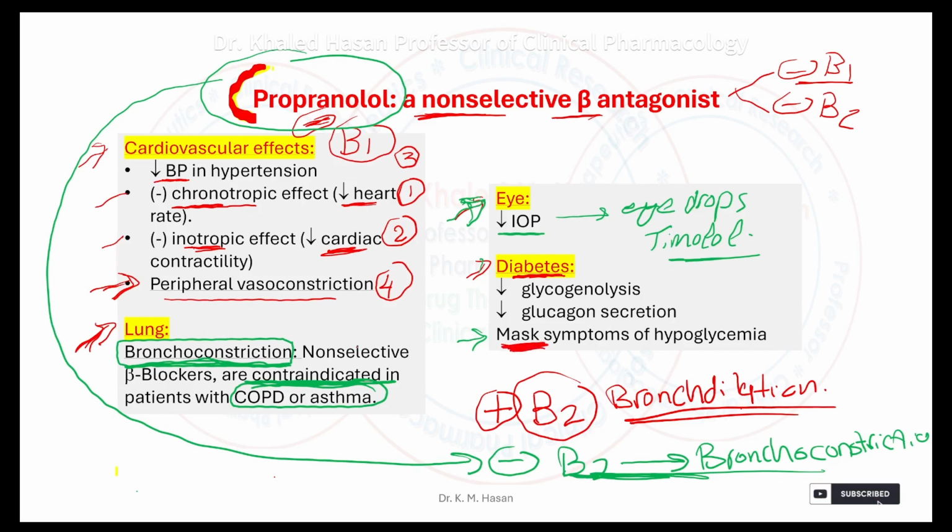Okay, and again, they also found this medication decreases glucagon and decreases glycogenolysis. So the result of this decrease will lead to hypoglycemia also. So we have two effects here. Number one, it masks the symptoms of hypoglycemia, and number two, it may cause hypoglycemia, by these two main effects.